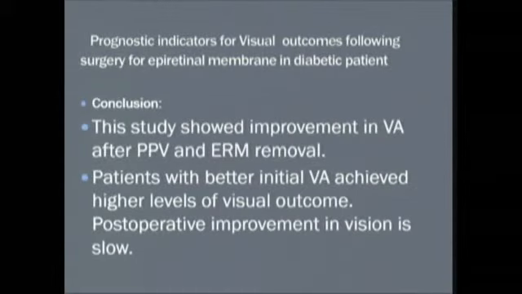And the conclusion of this study showed improvement in visual acuity after pars plana vitrectomy and epiretinal membrane removal. Patients with better initial visual acuity achieved higher levels of visual outcome, and post-operative improvement in vision is slow. So these patients may need to wait at least 6 months to improve their vision.